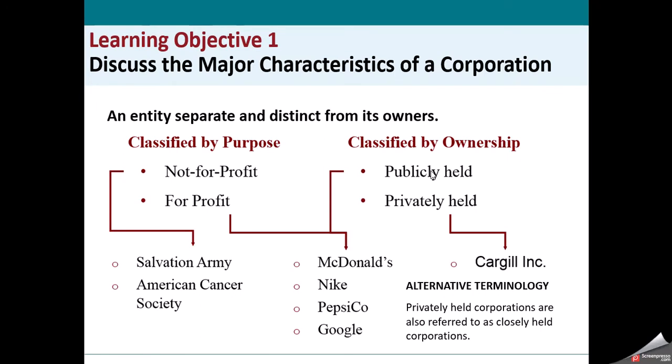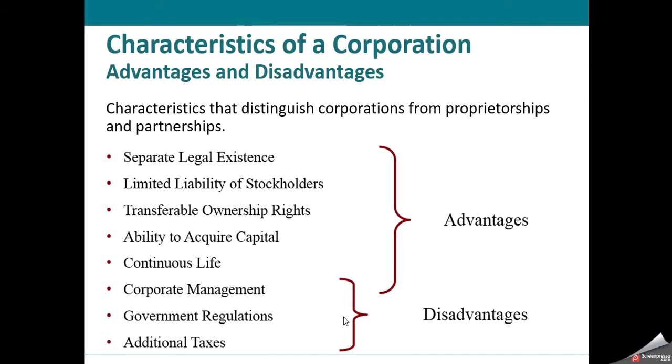So again, it's a publicly held company, and it's normally going to be for profit. There can be some large not-for-profits that are listed here, but normally when we're working on these types of problems in financial accounting, it's big publicly traded companies that are for profit, such as the ones that are listed here. The advantages and disadvantages, which we'll get into in detail on the future slides, are listed here.